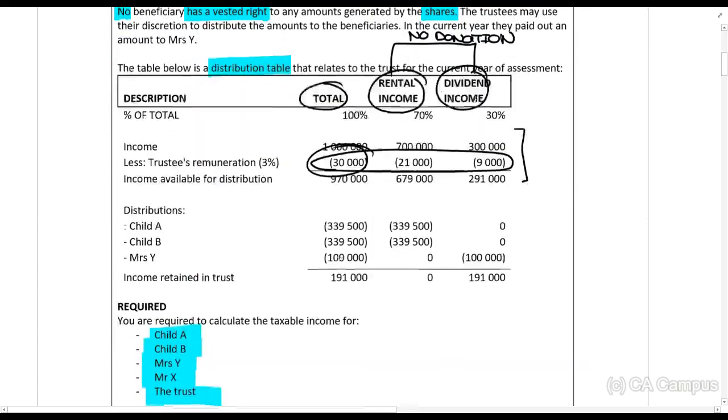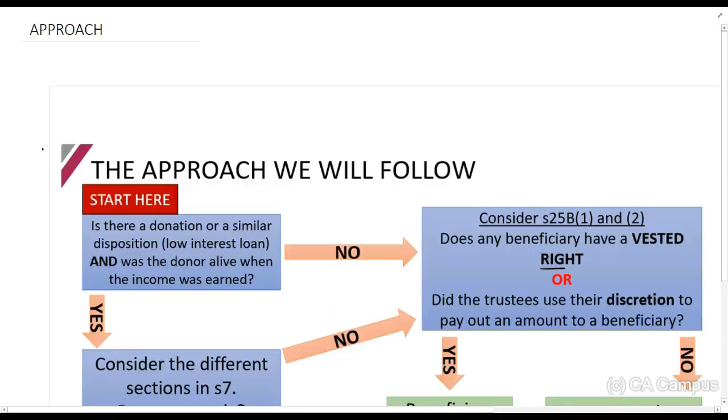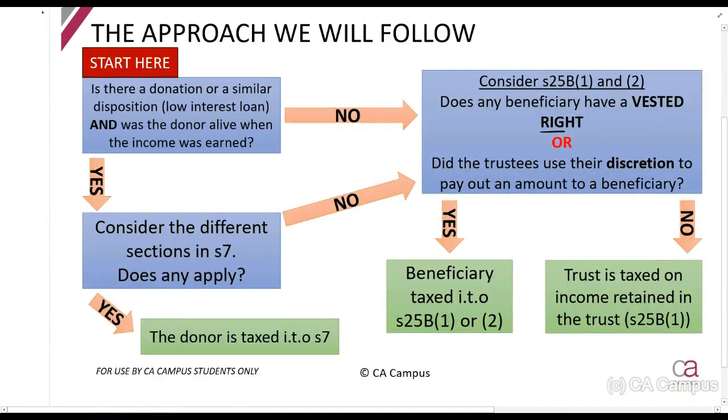Alright guys, so what we're going to do the whole time is just this approach. Was there a donation? Is the donor alive? Yes or no? No? Consider section 25B. Who has a vested right? Or that the trustees use the discretion, then the beneficiary should be taxed. If not, then the trust is taxed. So we're going to go through that the whole time. I'm going to annoy you with this now, but I want you to, in an exam situation, do the same thing.